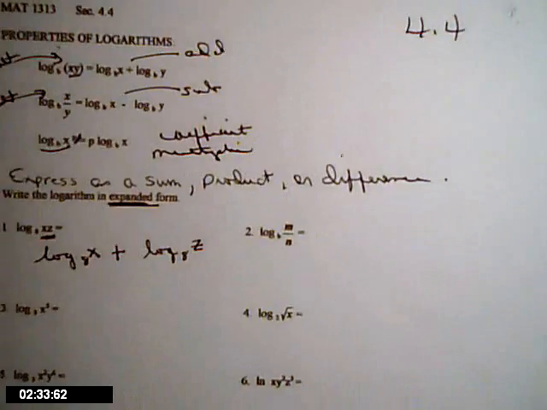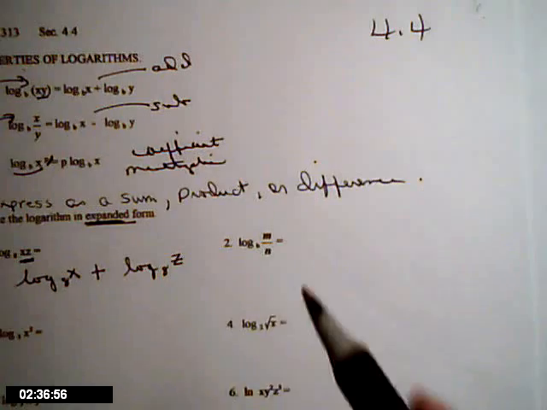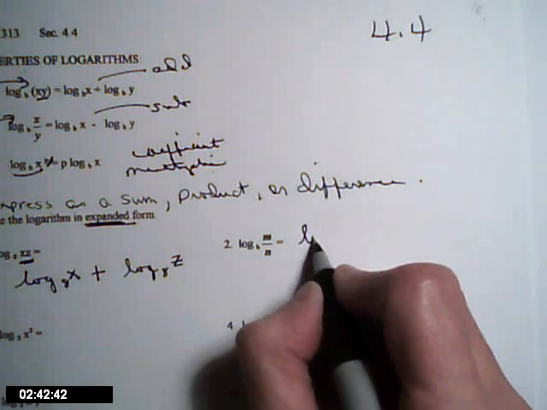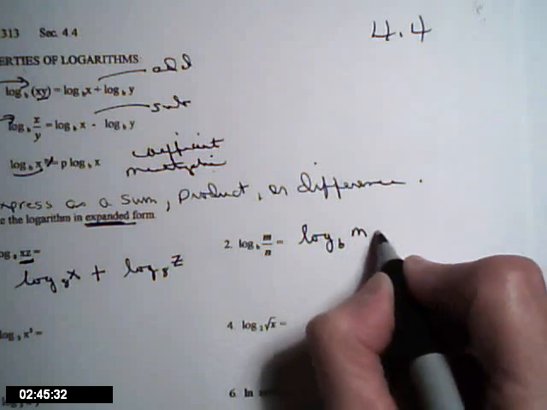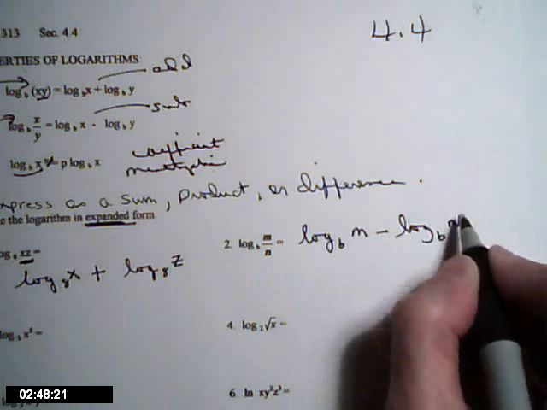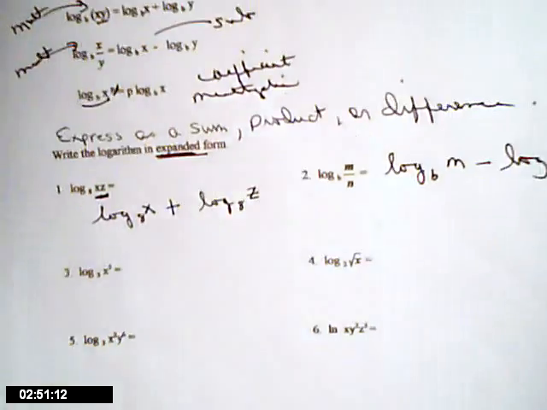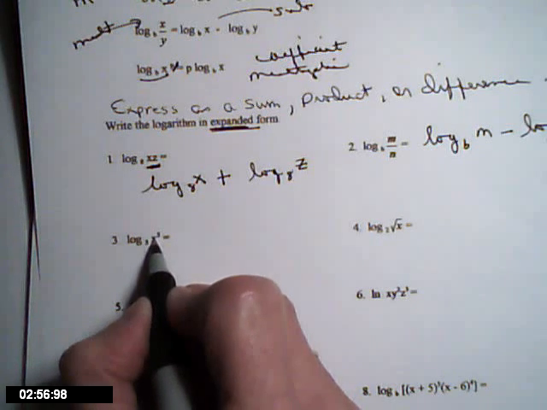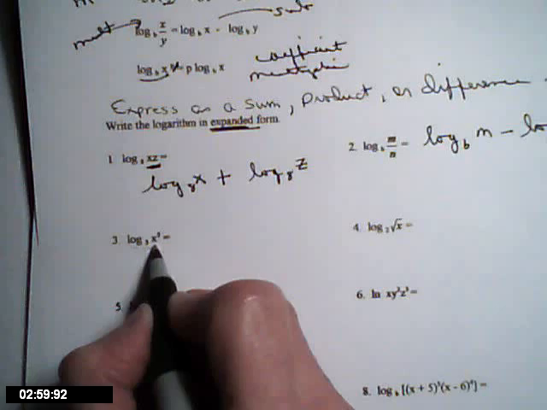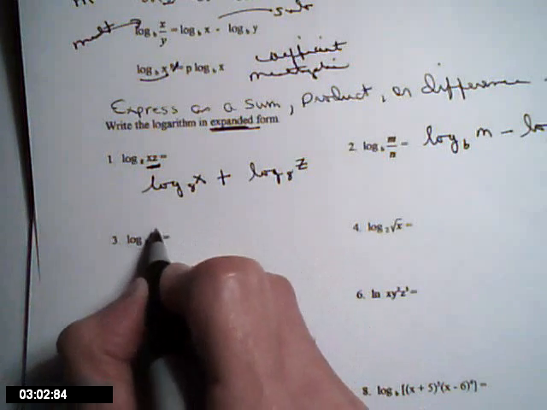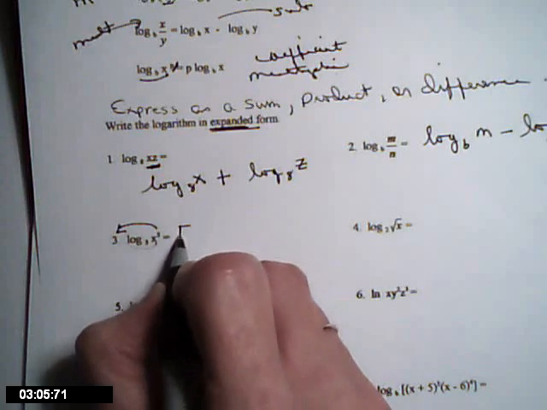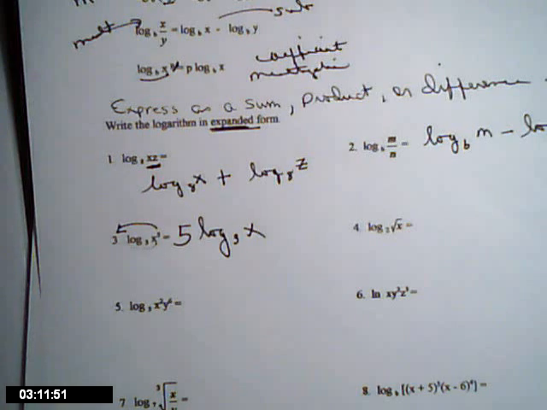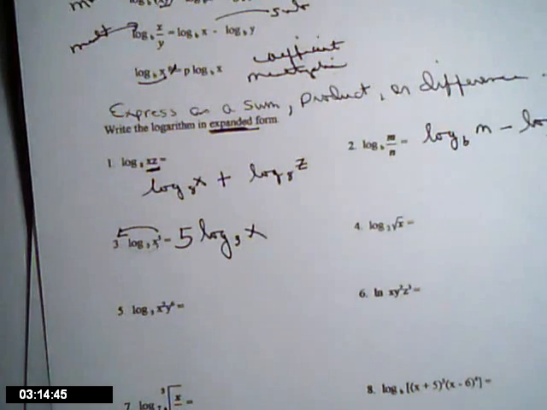Alright, number two, here's our second rule. You have a division going on in your argument, and when you divide, you subtract exponents. So we'll have log base b m minus log base b n. Whatever their base is, that's what you use. Number three, log base 3 of x to the fifth. I see an argument here that has a power. So this exponent is going to come out in front. So that will be 5 log base 3 of x. Now that's an example of each of the three rules. Now we're just going to practice with some problems.